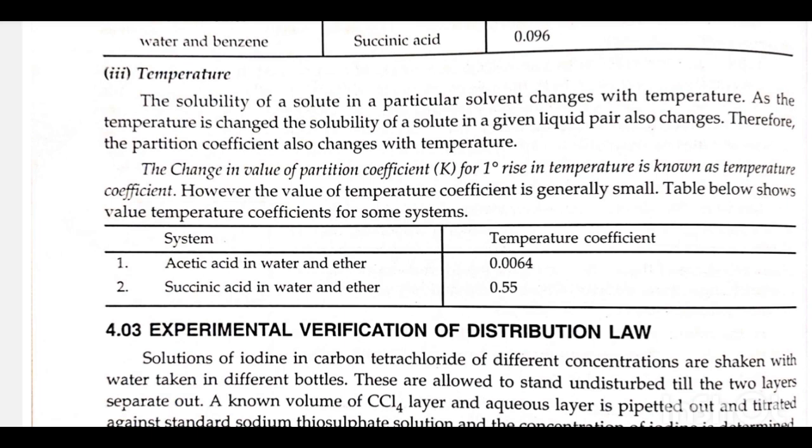System: acetic acid in water and ether. Temperature coefficient 0.0064. The table below shows the value of temperature coefficient for some systems. Succinic acid in water and ether. Temperature coefficient 0.55.